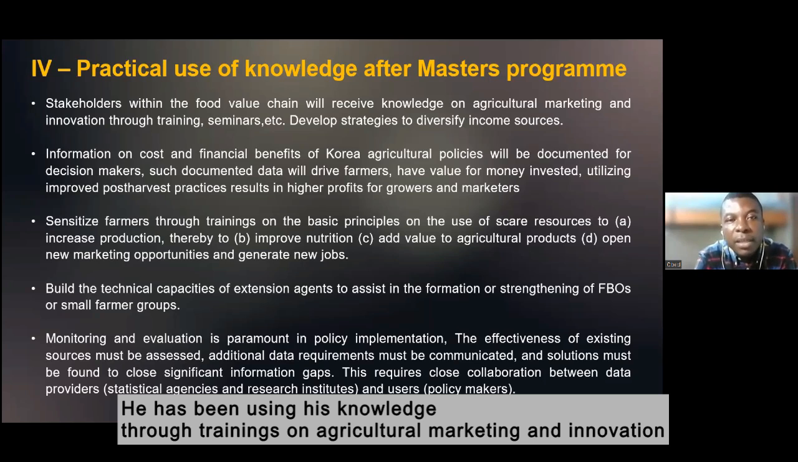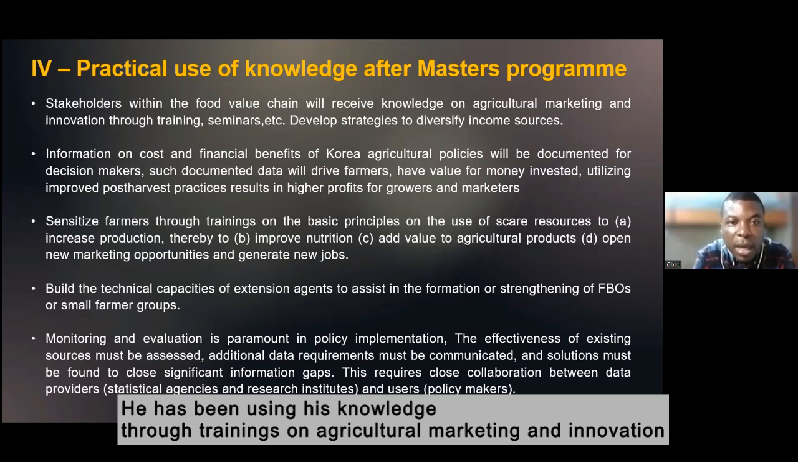Information on the cost and financial benefits of Korea's agricultural policies will be documented for policymakers. Such documented data will help farmers get value for money invested. Utilizing improved post-harvest practices results in higher profits for growers and marketers. Sensitize farmers through trainings on the basic principles of the use of scarce resources.